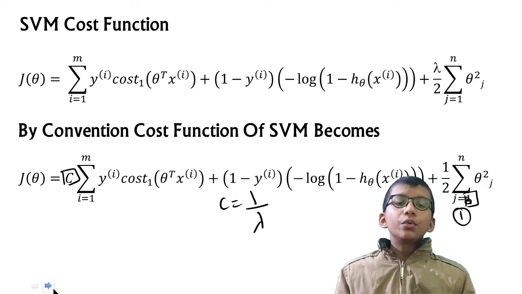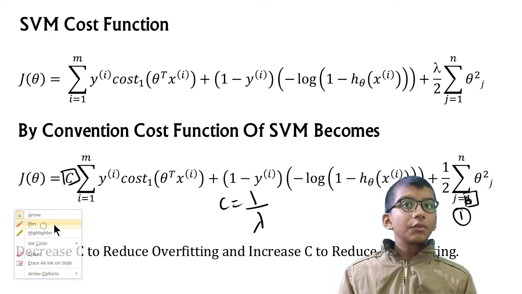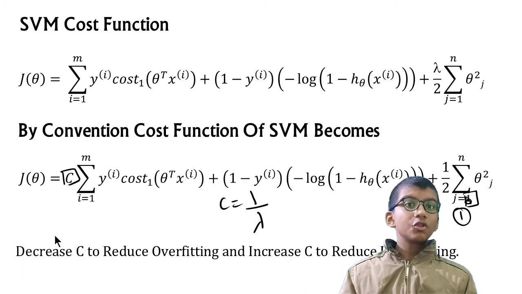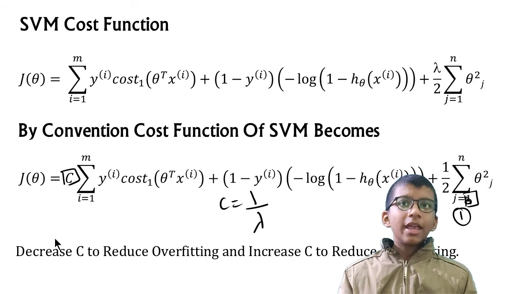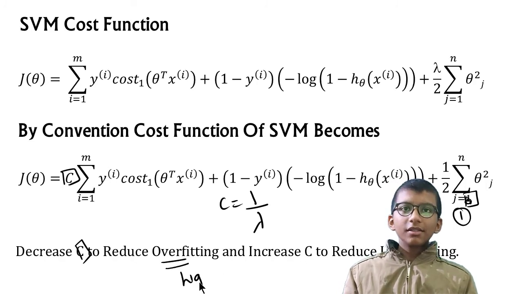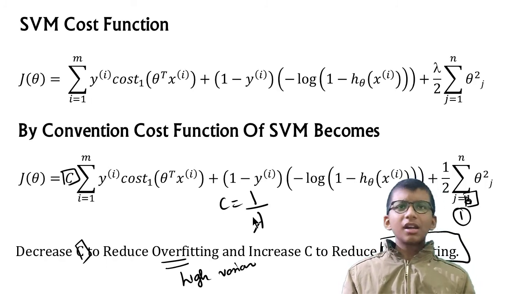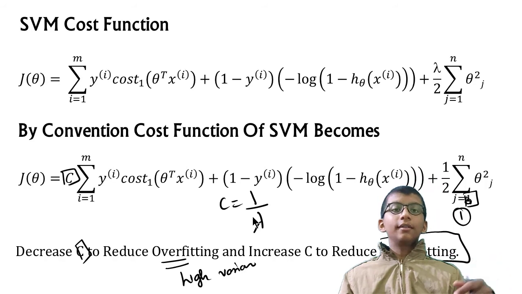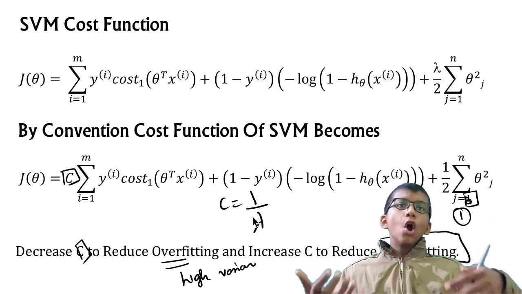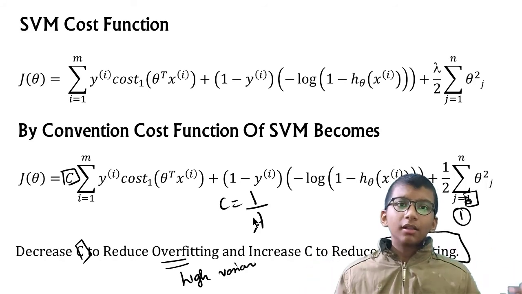Again, just recapitulating: we talked in our previous video about what increasing and decreasing lambda can fix. If you reduce this regularization parameter C, you reduce overfitting, which is high variance, and if you increase C, you reduce underfitting. You will see your model's results either way, whether you increase or decrease C, if you wish to regularize your model.